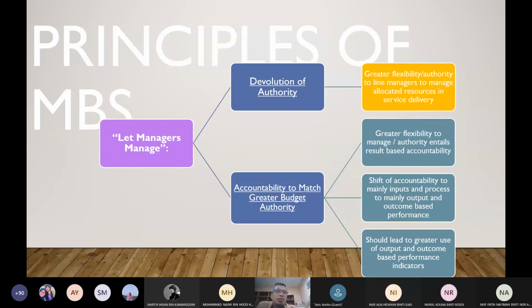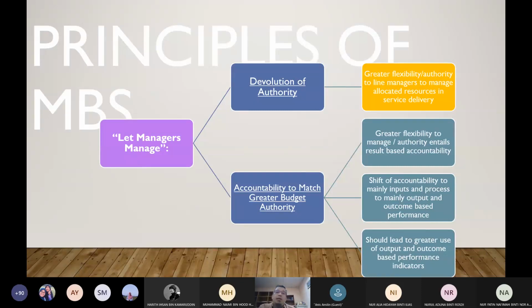That's why I'm saying you give more trust to the managers. It means they are competent, they can deliver. So the system must provide that dimension. I think in a way it works well for this organization, but later on we will discuss the limitations. The shift of accountability from mainly input and process to mainly output and outcome-based performance.